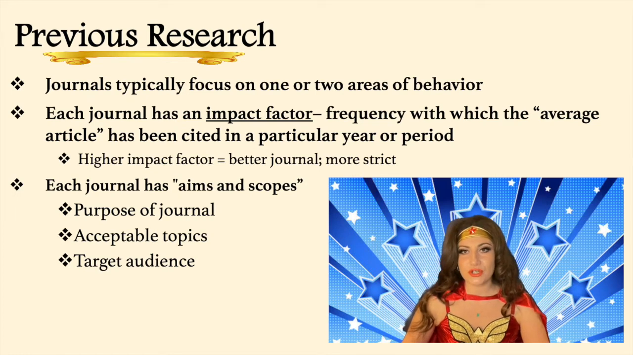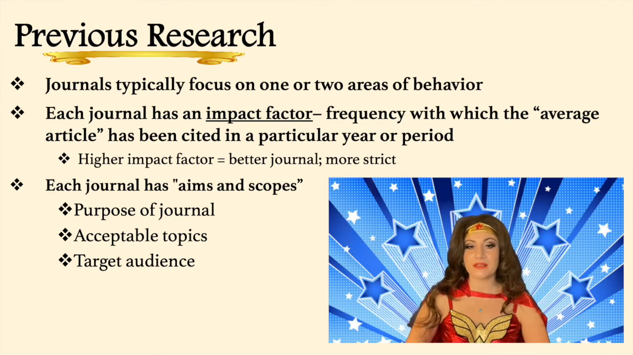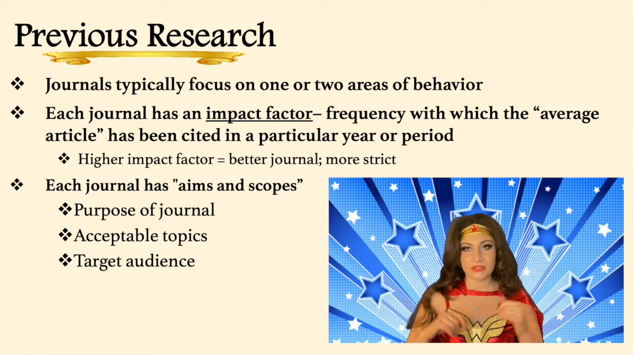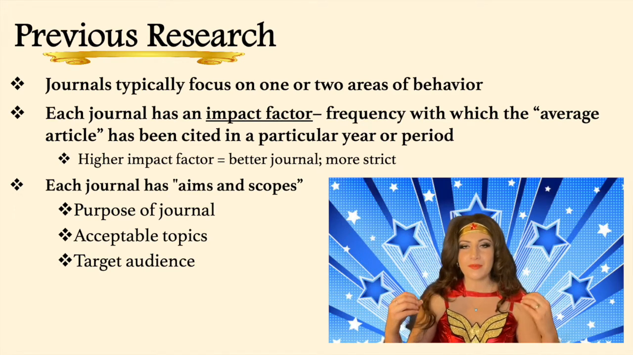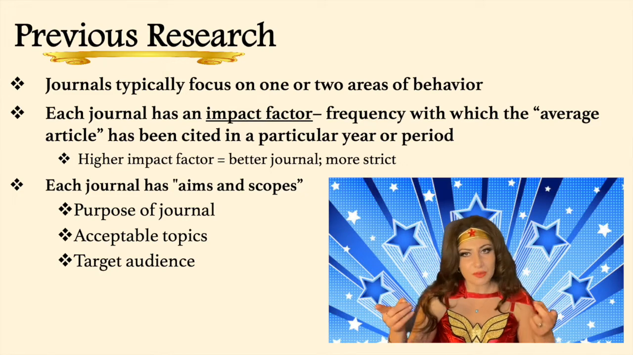So the purpose of the journal is written in the aims and scopes, as well as the acceptable topics. Remember, because I said that the journals are geared towards 1 or 2 specific fields, that's where the acceptable topics would come in as far as aims and scopes go. And then you want to think about the target audience. Who are the main readers of this journal? Who are going to be the main readers of your particular article and research experiment?